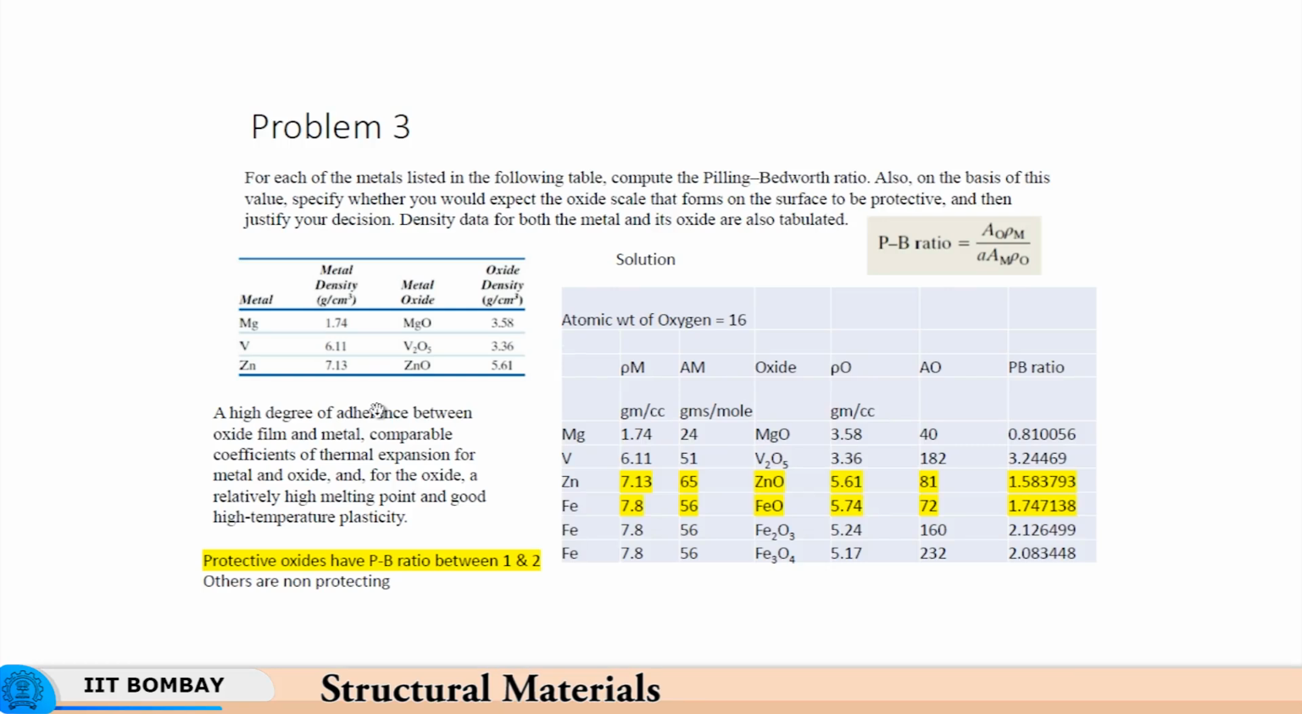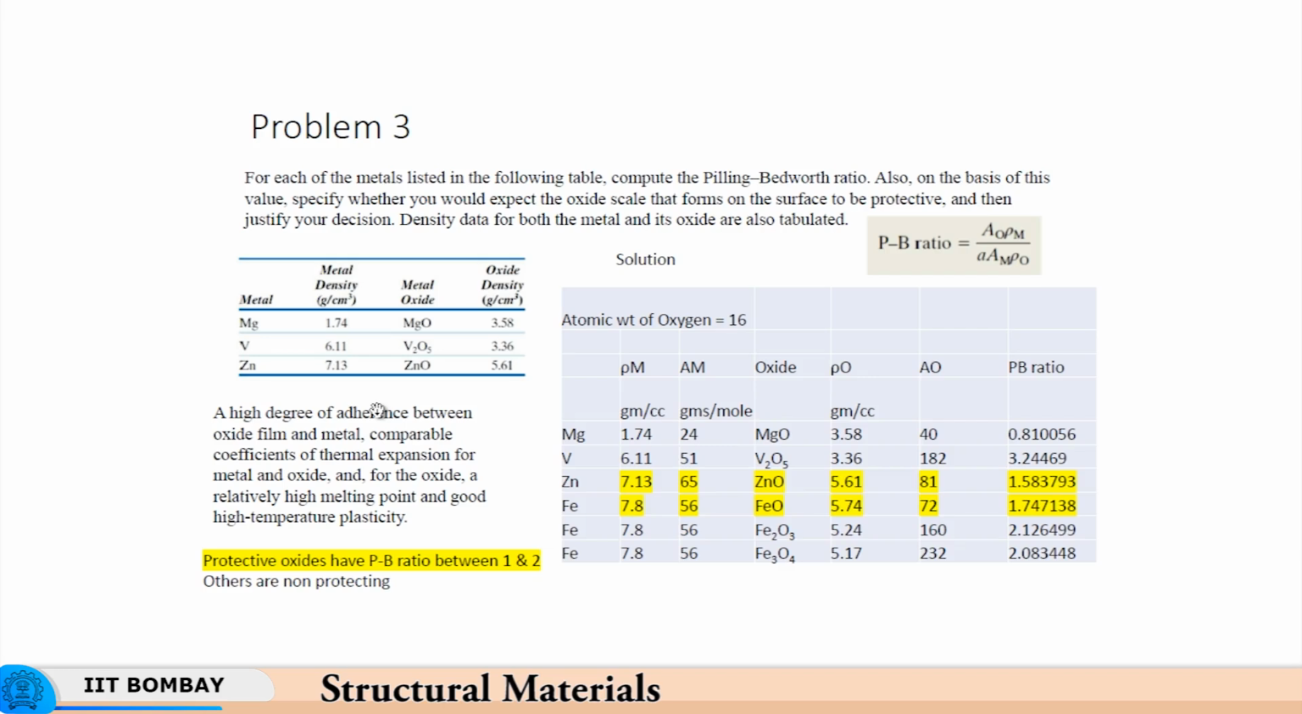So, here I have taken the same 3 metals, magnesium, vanadium and zinc, and then I have added 3 more oxides of iron, which are very commonly found. The principles remain the same, but for the sake of comparison and understanding, I have added these 3 more oxides: FeO, Fe2O3 and Fe3O4.